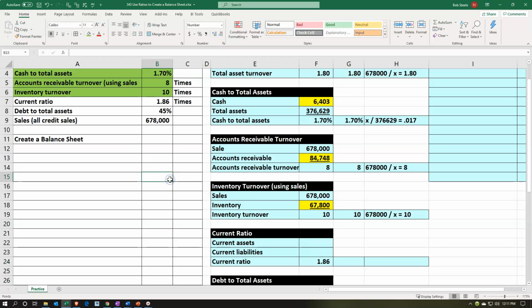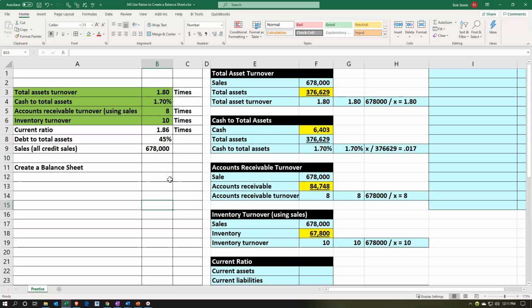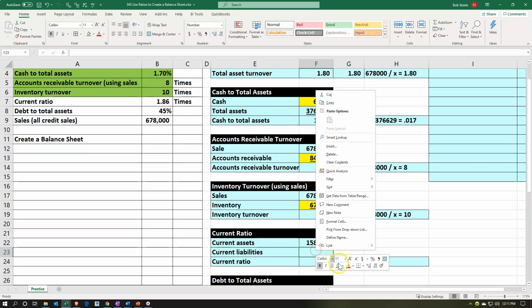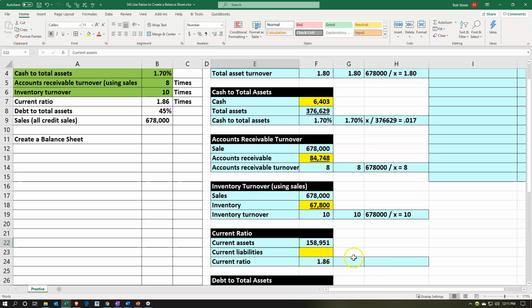Now we don't have a current assets or liabilities, but we can make an assumption here. We could say, what if the only current assets are cash, accounts receivable, and inventory? So we're going to make that assumption that those are the current assets. So that means that the current assets are going to be equal to the cash plus the accounts receivable plus the inventory. We don't know the current liabilities. That's the unknown. That's what we're going to back into with the current ratio here.